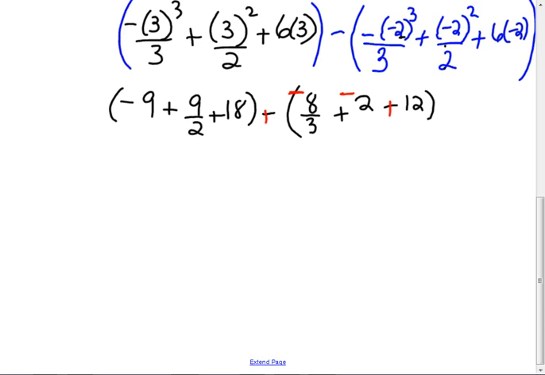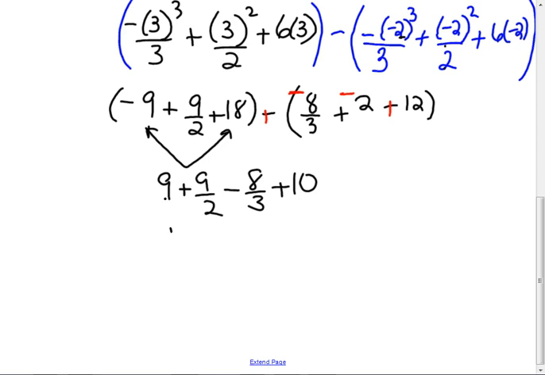And then I like to group things that are kind of similar if I can. I don't know if they are. Like these guys, what's that going to give me? 9 plus 9 halves. I want to do the fractions last. Minus 8/3 plus 10. And so that gives you 19 plus 9 halves minus 8 thirds.